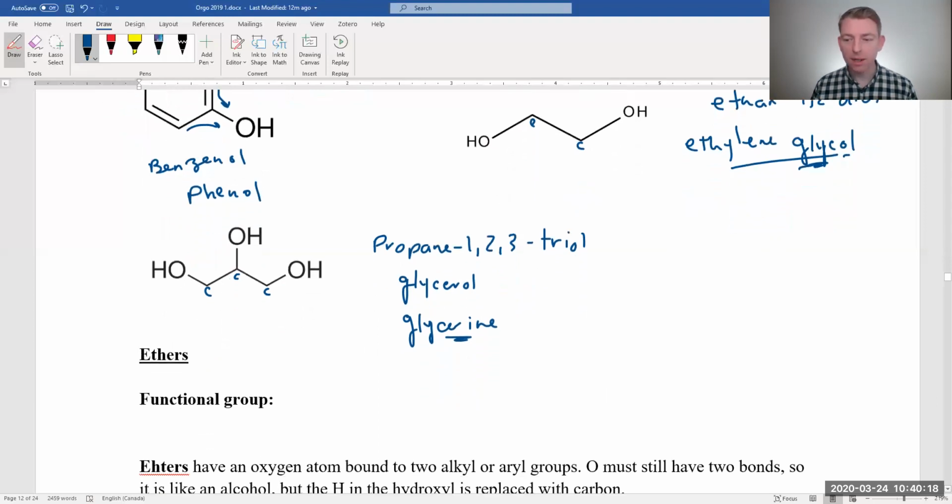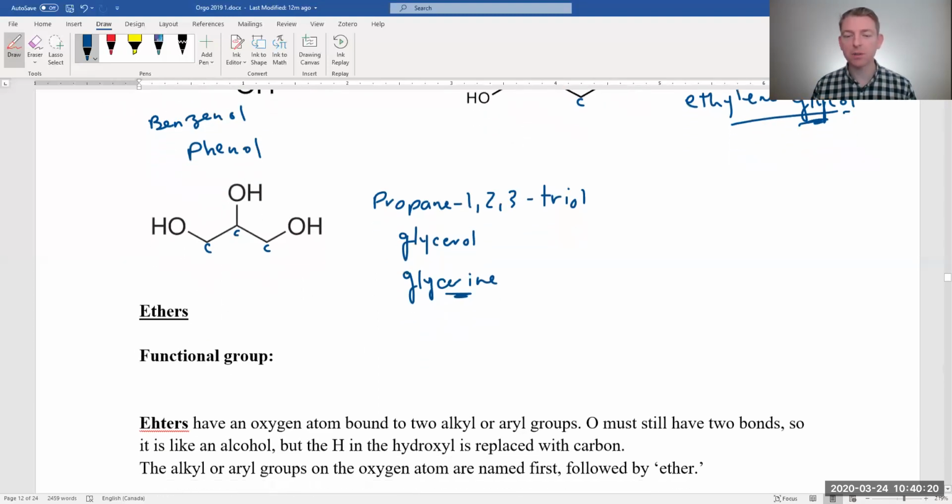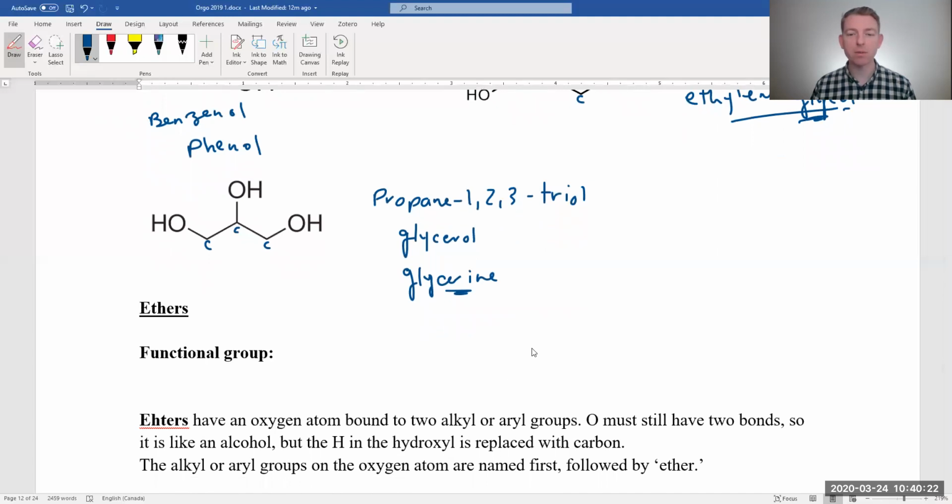Okay, ethers. Ethers, you'll kind of see a trend as we go through these things. So the very first one was the halides, but now here we're talking about alcohols where we have just an O connecting to an H group, or a hydrogen. What happens if we replace that hydrogen with more carbons, say, more of a carbon chain?